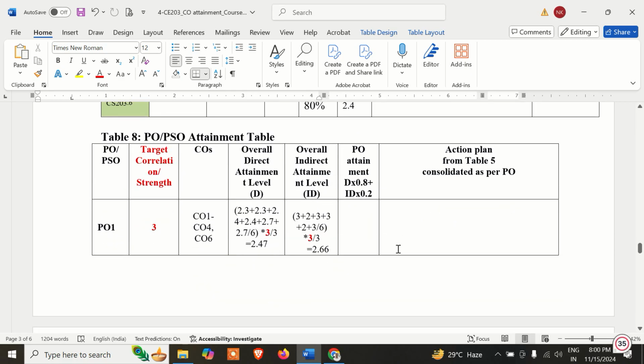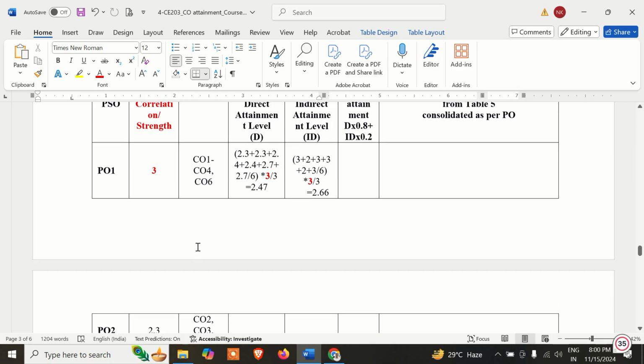So this completes the kind of formulas and grading we do.